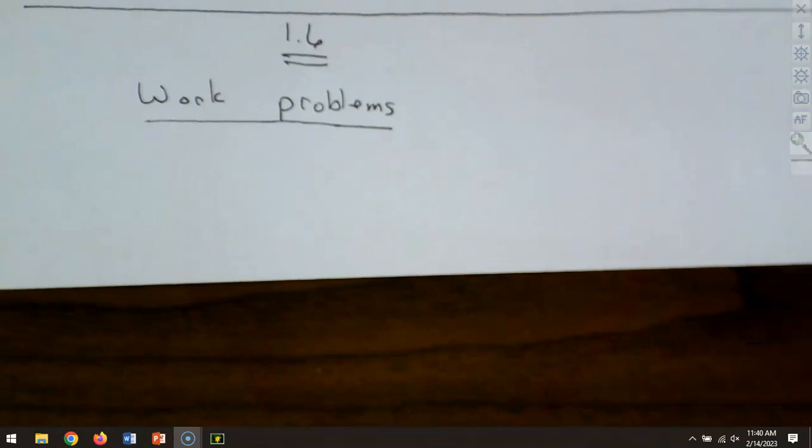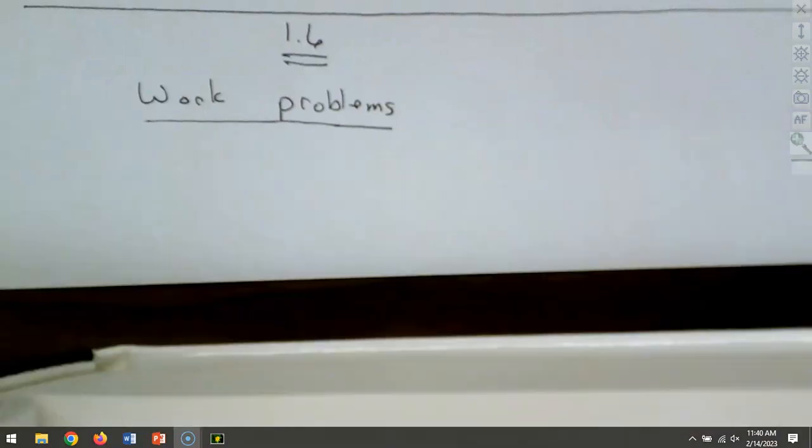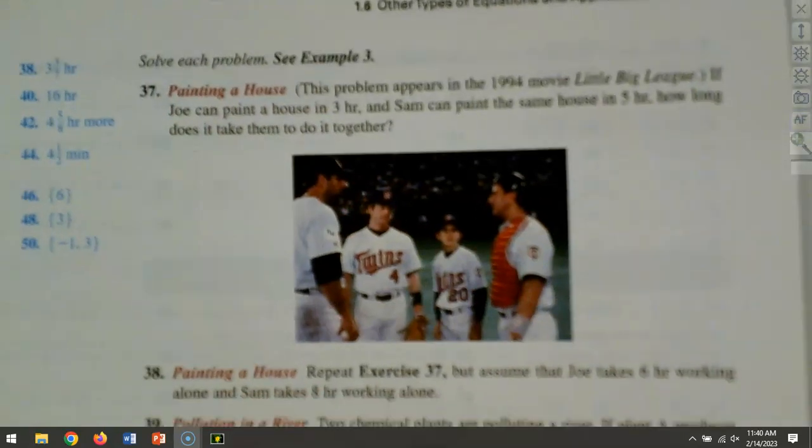So I'll pick a couple of these from our textbook here to go through. And these actually are very simple compared to some of the other applications. And these are our problems involving work. So let me find a couple of these out of our textbook to look at. Okay, so let's look at question 37. And this is on page 165. So question 37.